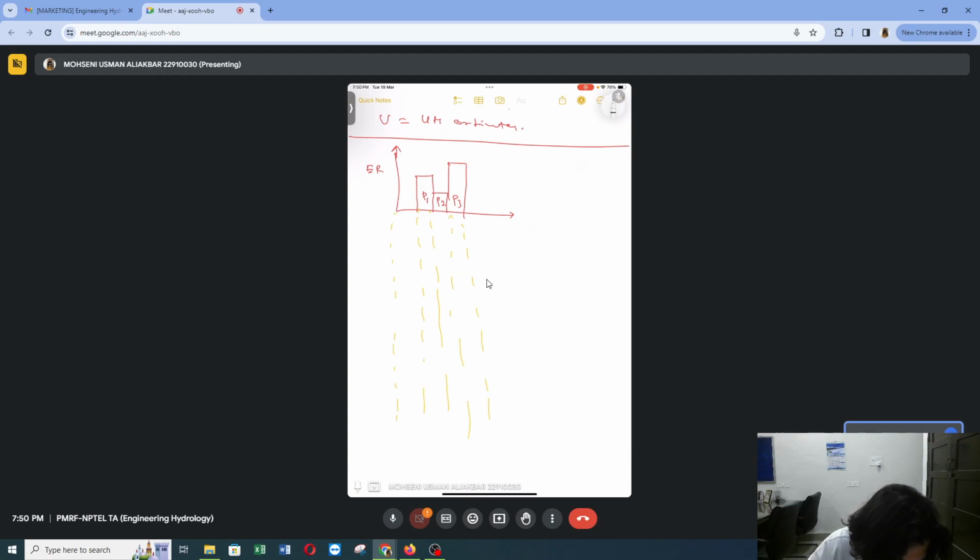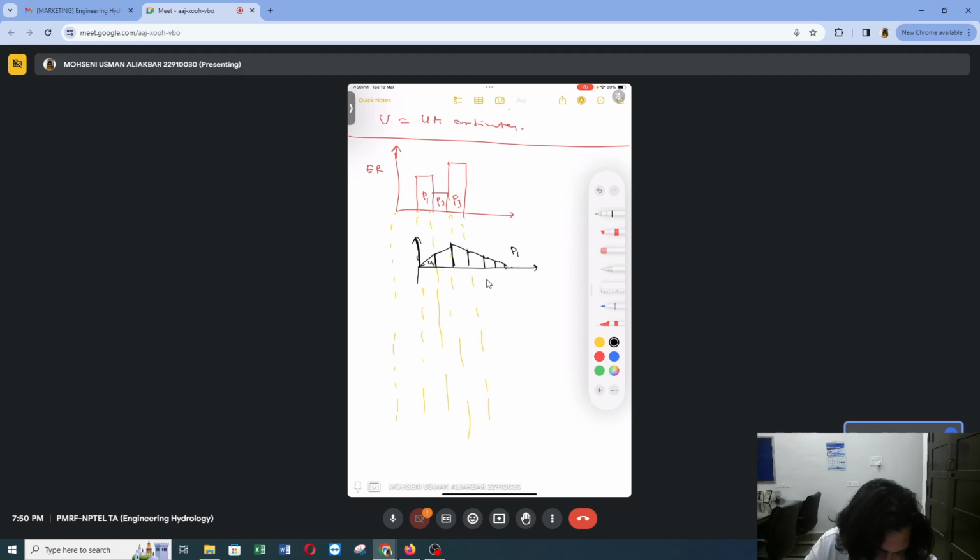For P1, the response function will start from P1, and it will go something like this. This will be U1, then U2, then U3, U4, U5 and U6. So this is the response function applied to P1.